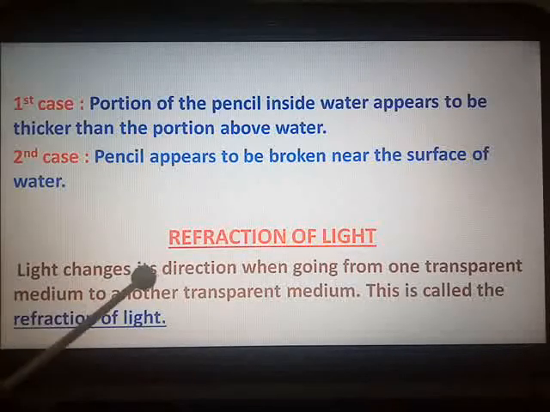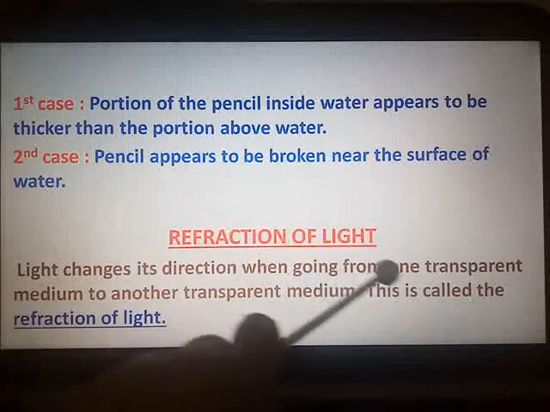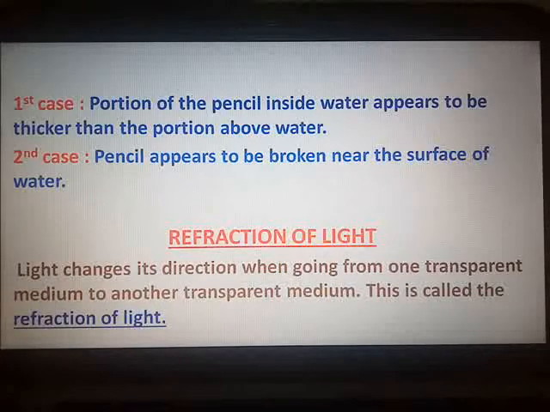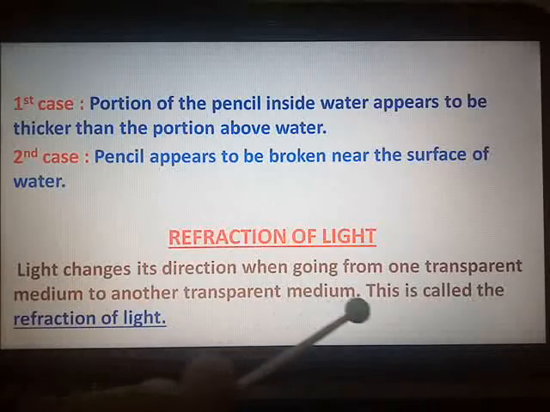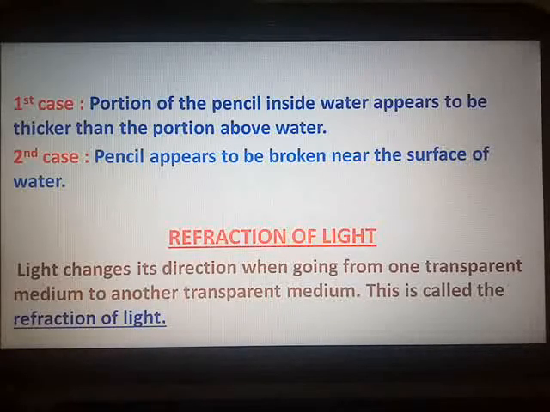Light changes its direction when going from one transparent medium, the medium here should be a transparent medium, to another transparent medium, which is called refraction of light. Now this change of direction of a ray of light surely depends upon the velocity in a medium. The change in the direction of a light ray while entering different media is different.